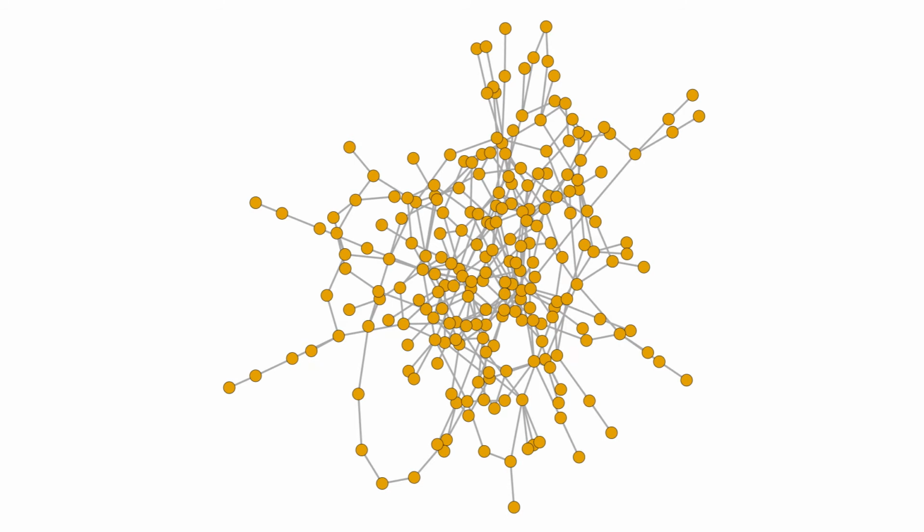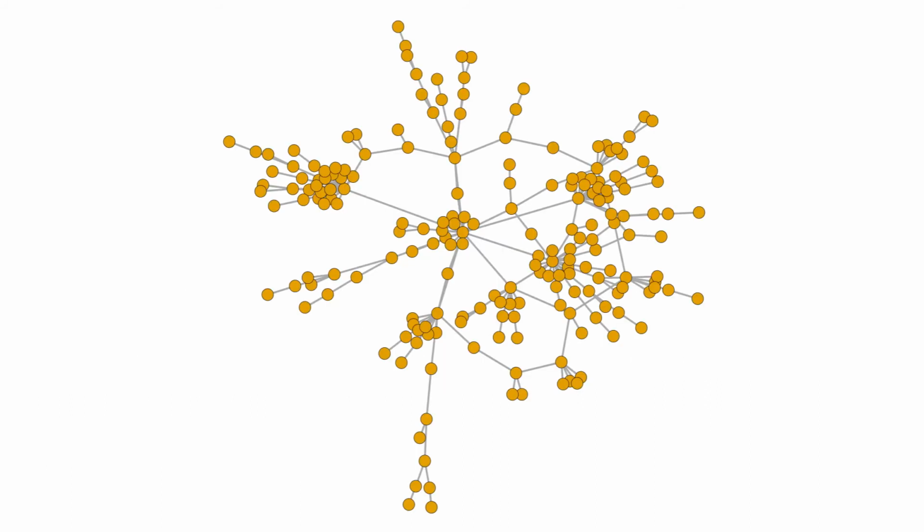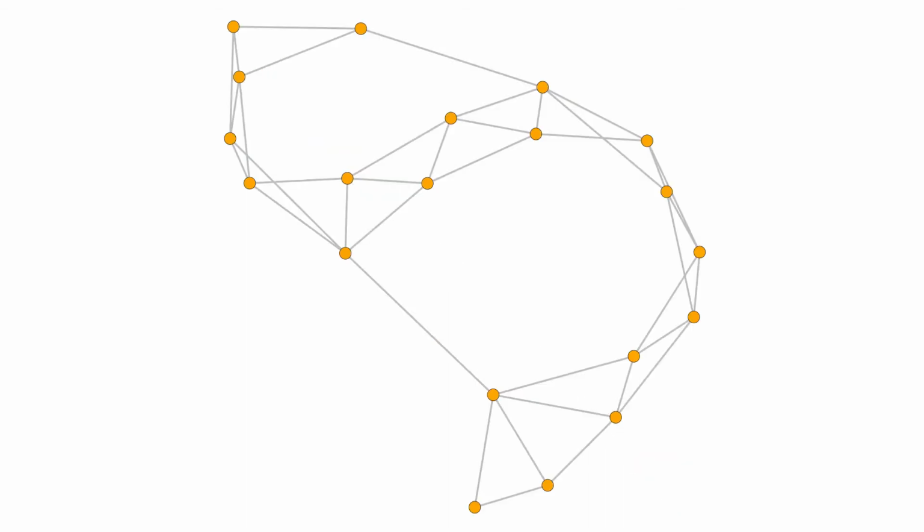It lacks high-degree nodes. To remedy this, the Barabasi-Albert preferential attachment graph adds the nodes one by one and links new nodes to existing ones with a probability proportional to their degree, so that high-degree nodes see their degree increase faster. It is closer to what we expect from real-world graphs, but there are too few triangles. The Watts-Strogatz model tries to remedy this in a rather simple way. It starts with a graph with lots of triangles and adds or rewires a few edges at random. This is a graph with lots of triangles, and here it is with a few more edges.